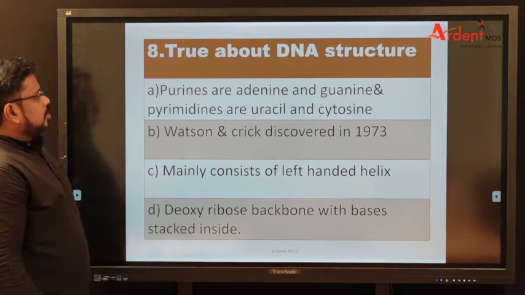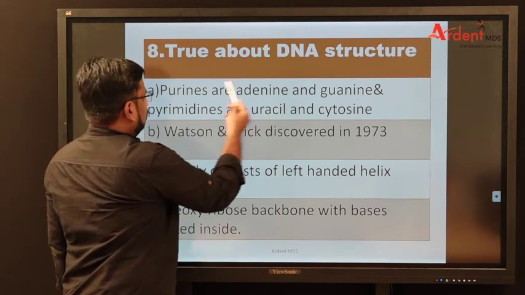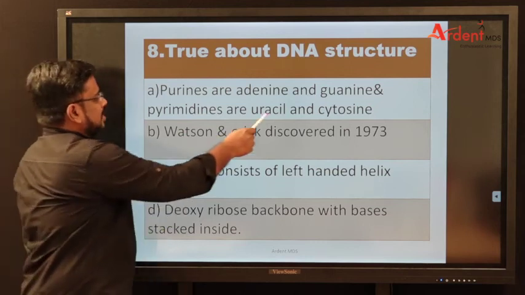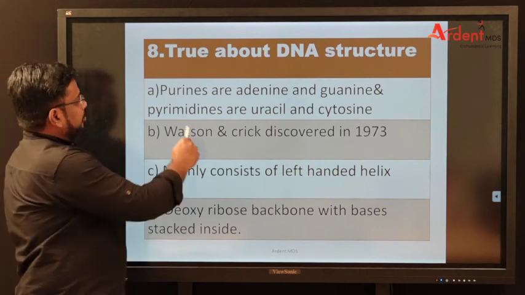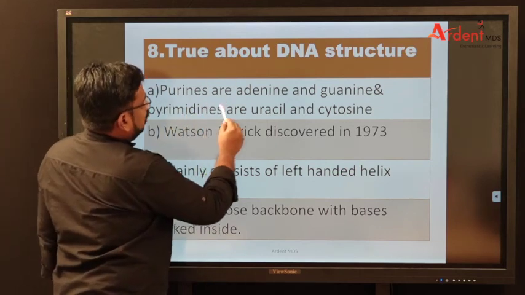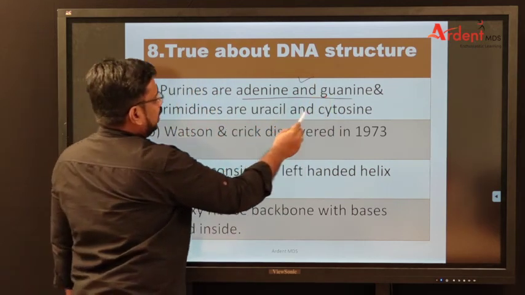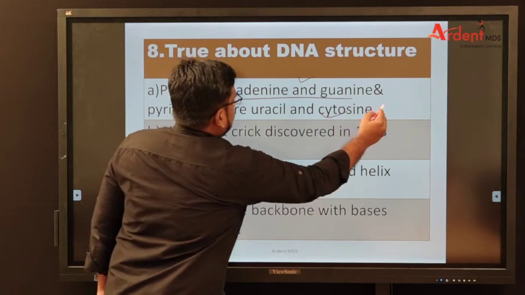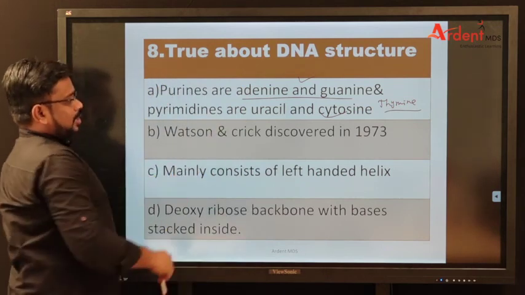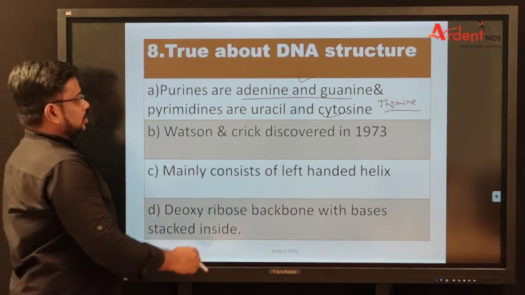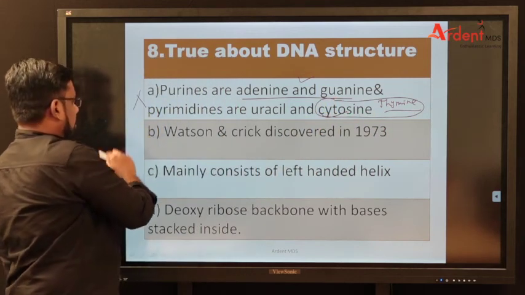Right, question number 8. What is true about DNA structure? Adenine and guanine are purine, right? Uracil and cytosine are pyrimidine, right? Watson and Crick, child. True about DNA structure. Purines are adenine and guanine, and pyrimidines are uracil and cytosine. So it is thymine. In case of DNA, it is thymine, not uracil. Uracil will come for RNA. So cytosine and thymine are present here, not uracil. So first option is the wrong option.